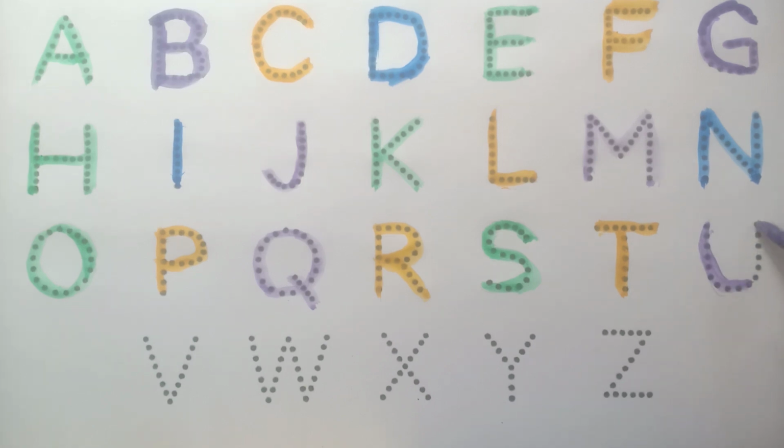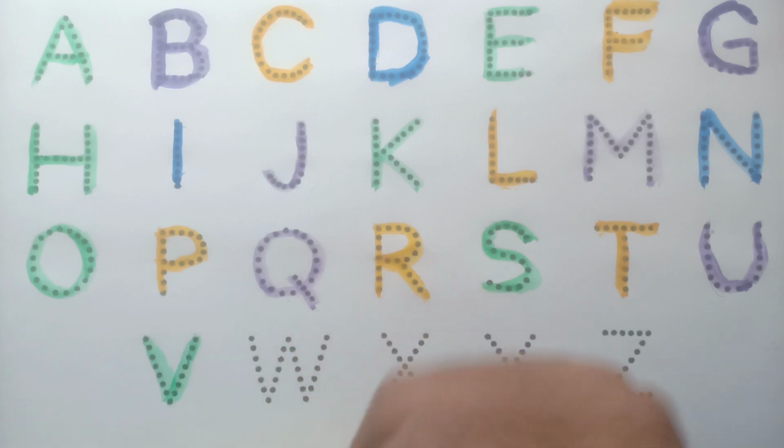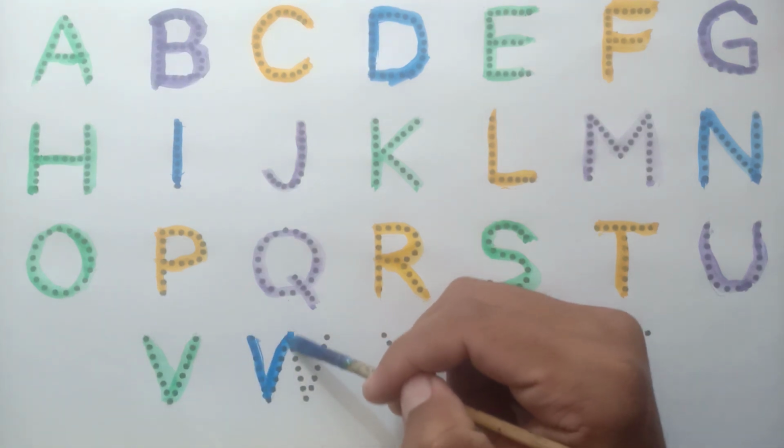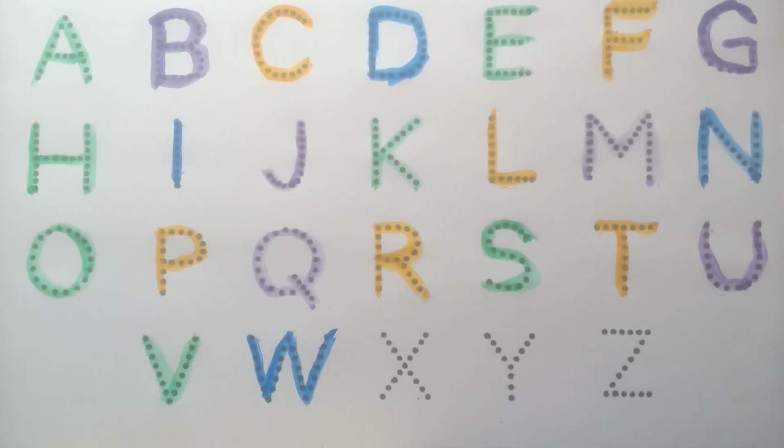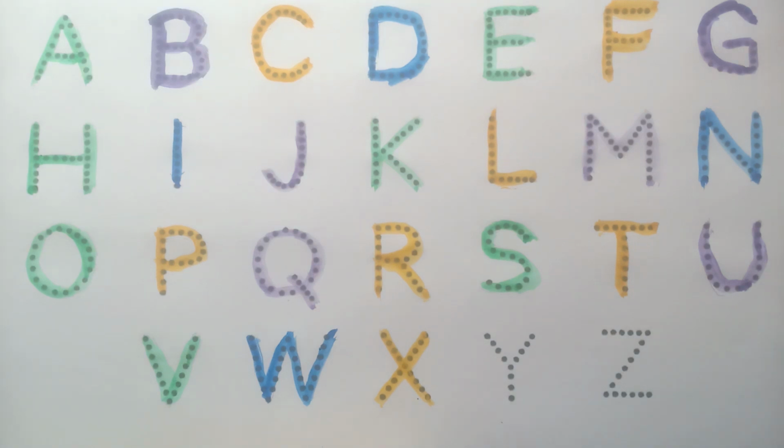And U for umbrella, purple color. And V for violin. And W for wolf. And X for X-mas tree. And Y, Y for yak. And Z. Z for zebra.